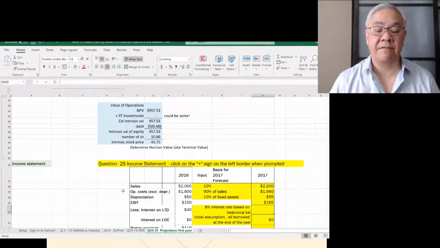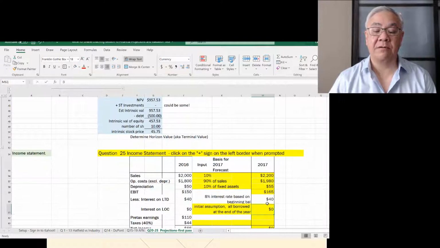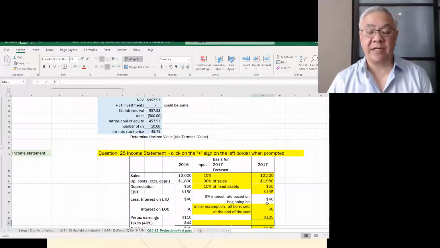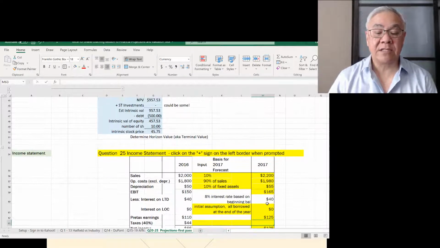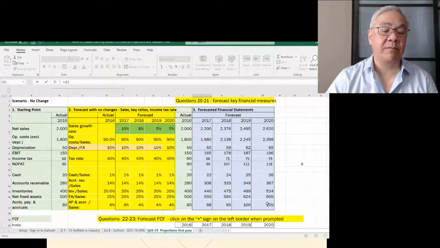So that's 165. We're given the interest, which was 8% based on the beginning balance. That is 40. And then we're going to assume for now that we didn't borrow anything. So we take EBIT minus the interest. And that gives us pre-tax earnings of 125. For a tax rate, I'll put the rate here, is equal to the assumption we have above, which is 40%.